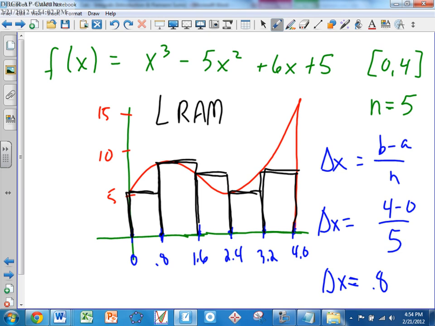Notice, the 4.0 does not really get used here. But when we do the right approximation, we're going to start on the right. And then the 0 won't be used. And then when we do the midpoint, we're going to start all the midpoints again.